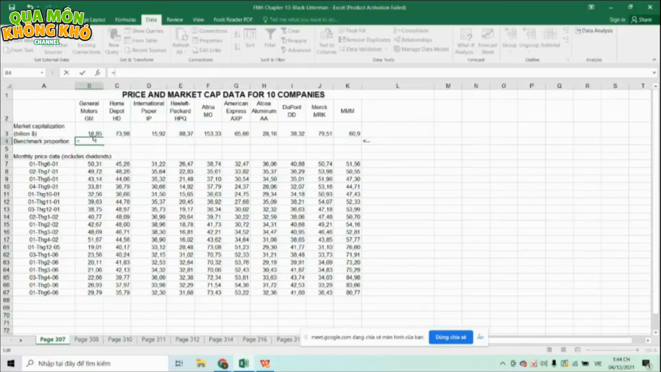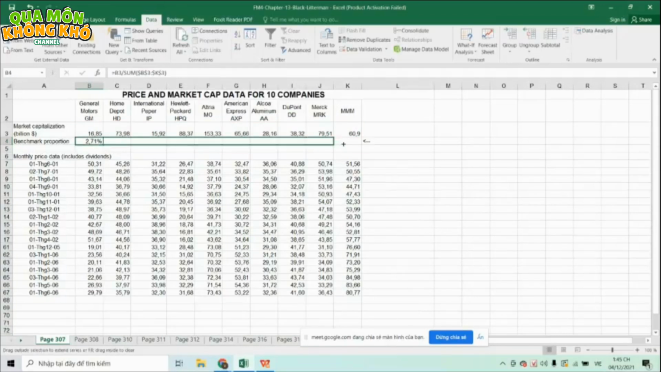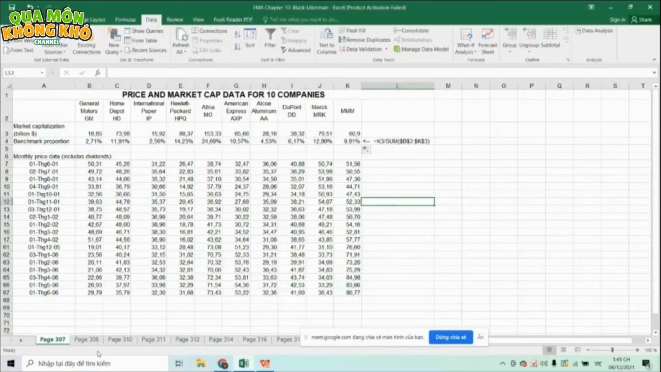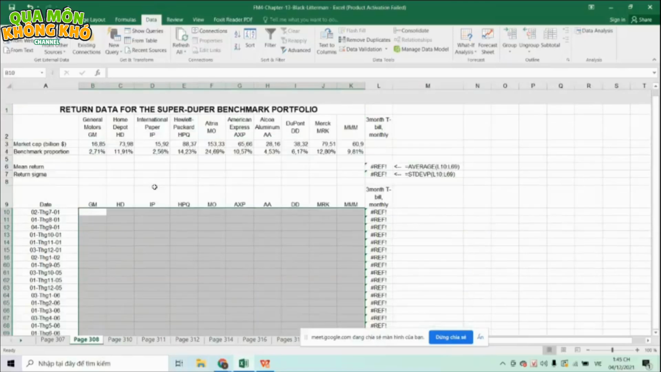Oh, I forgot to submit. Yes. And we will fix this range. Then we will have the benchmark proportions here. Yes. So move to the next page.